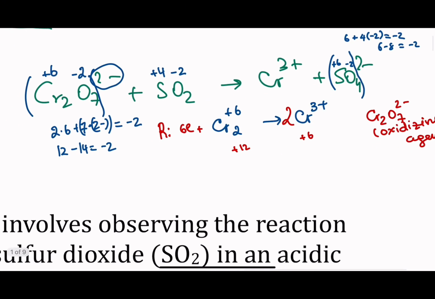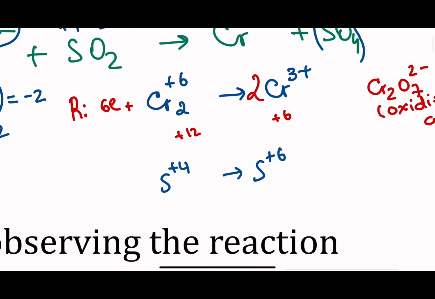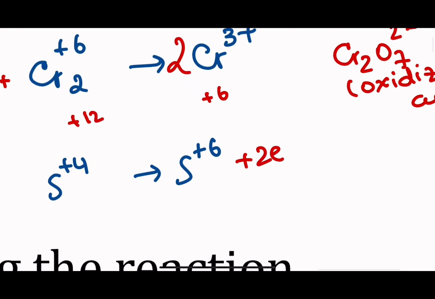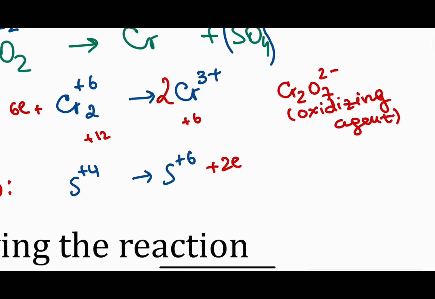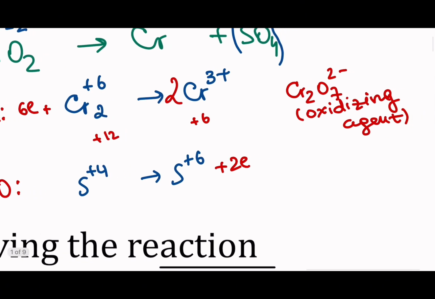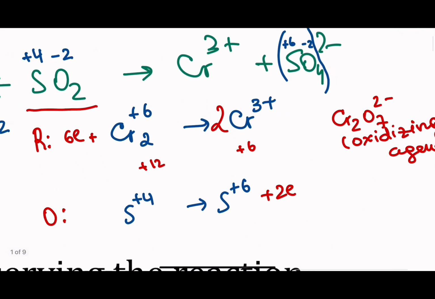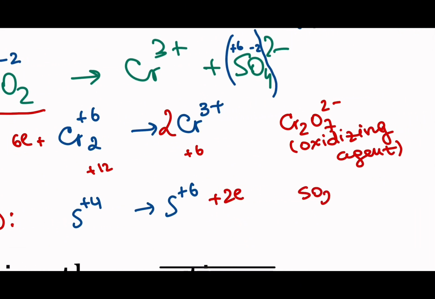Now, when we look at the sulfur, we're going to balance the charge again. So we need to add 2 electrons in here to balance this, and this is going to be oxidation because it lost the electrons. So when the oxidation happens, now we have a reducing agent. So our reactant that has sulfur in +4 is SO2. So we write SO2 is the reducing agent.